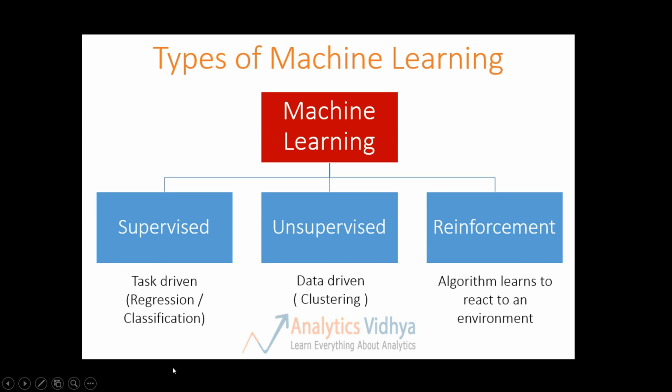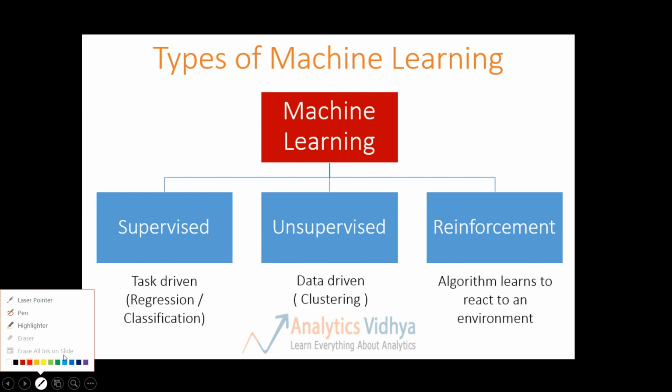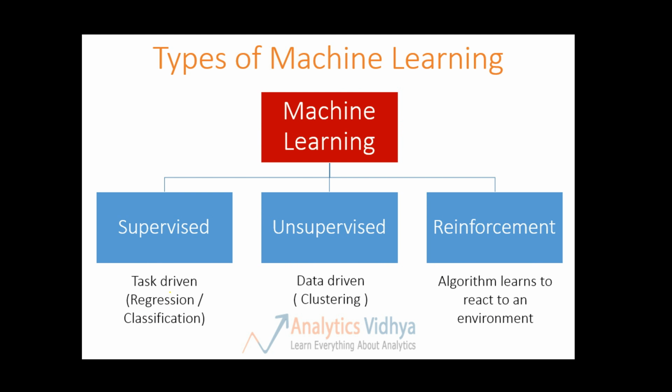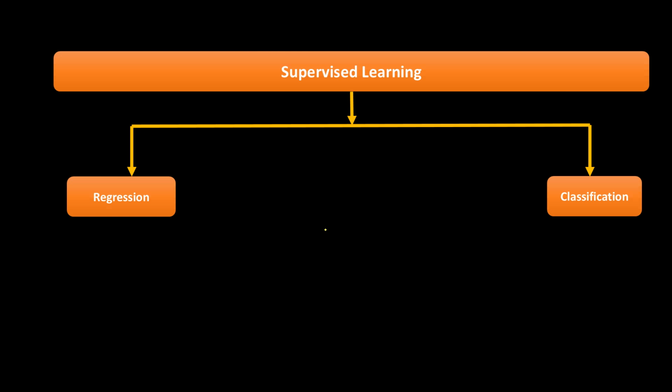So if you see this type of ML, in supervised, it's task-driven: regression and classification. Unsupervised is data-driven, so it tries to cluster by learning the features which are close to each other. And in reinforcement learning, there are agents which learn to react to an environment and survive in that environment or even excel. So let's come to supervised learning. There will be two types of task, mainly regression and classification.